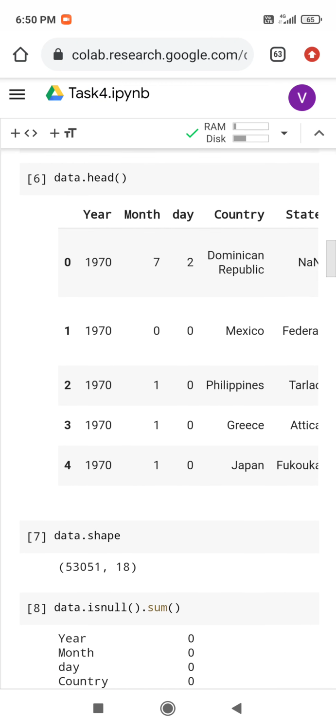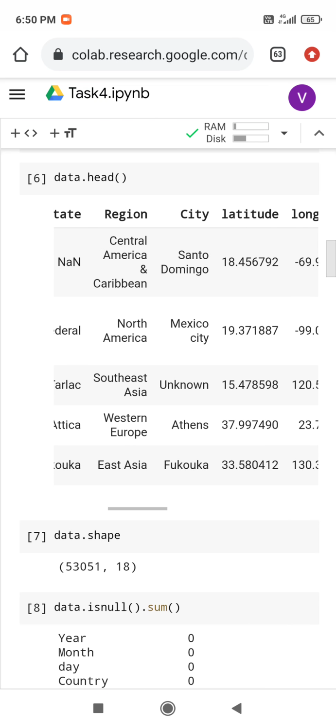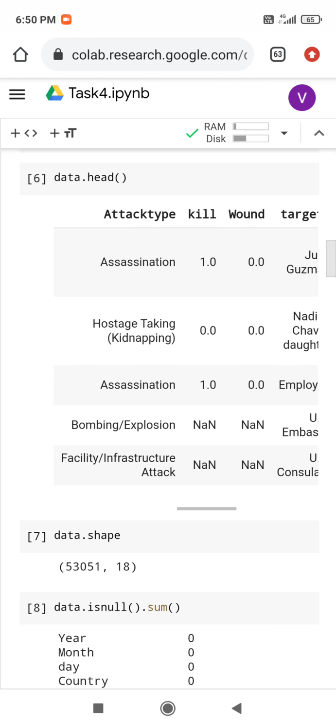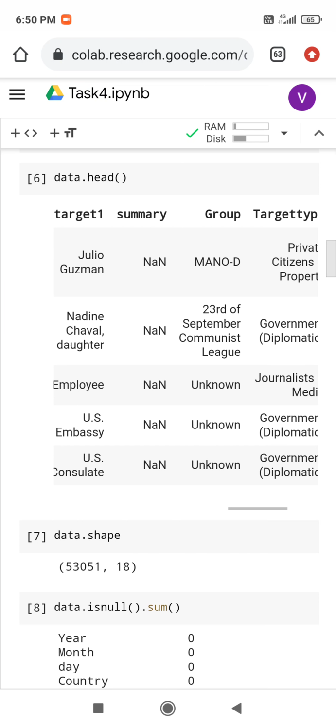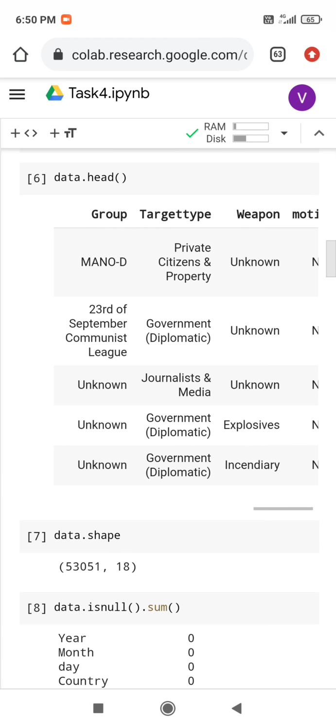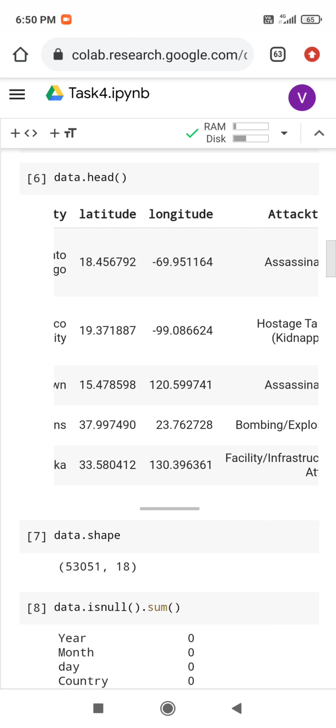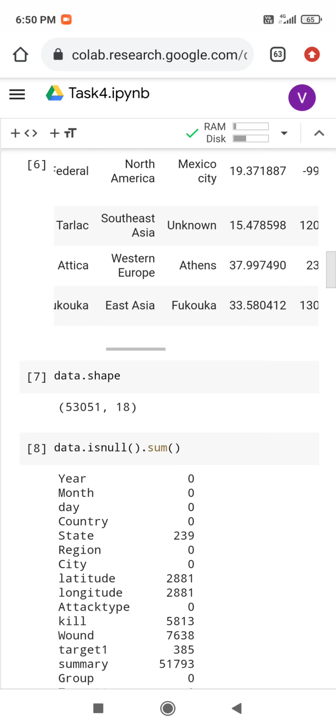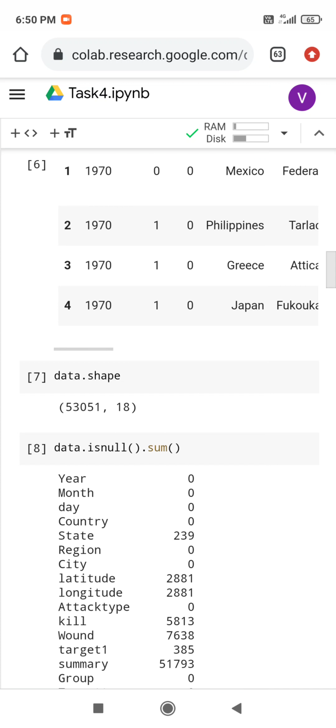After that we show the required columns by using the code data.head(). So we are representing the year, month, day, country, state, region, city, longitude, latitude, attack type, kill, wound, target, summary. So like this we can show only the required columns by removing the unwanted columns.